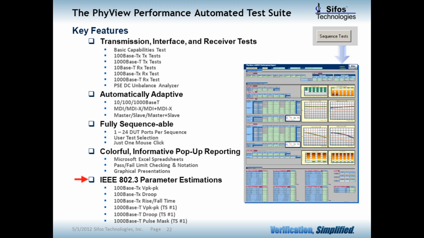Another powerful feature of the standard PhyPerformance test suite report is the production of certain critical IEEE 802.3 parameter estimations. Values for 100 base TX and 1000 base T peak-to-peak voltages, droops, rise-fall time, and pulse mask fits are derived and reported on a per-pair tested basis. Cyphos Technologies has worked extensively, including through independent third parties, to analyze and verify the accuracy of these values.